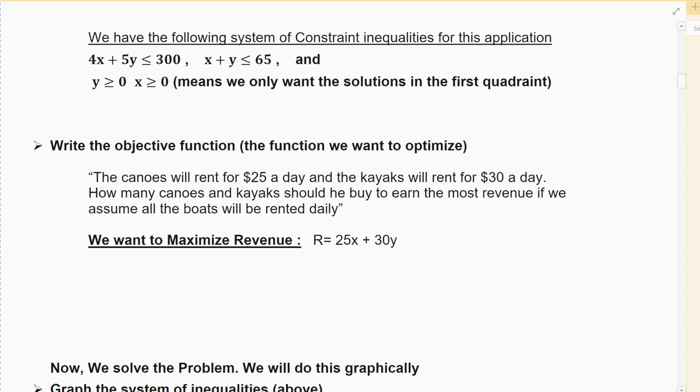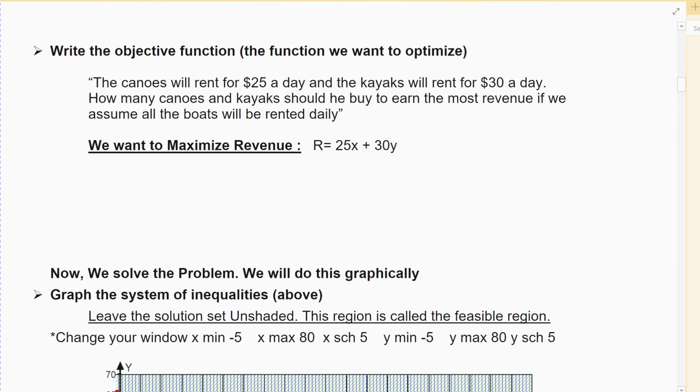Then the second part is the objective, what we want to do. We want to optimize, right? We want to find max and min values. And so when we want to optimize, we have to set up that equation. In this case, they're asking us to maximize revenue. And that comes from that last line in the paragraph. A canoe can be rented for $25 a day. A kayak can be rented for $30 a day. How many canoes and kayaks should he buy to earn the most revenue? So they're asking us for a maximum.